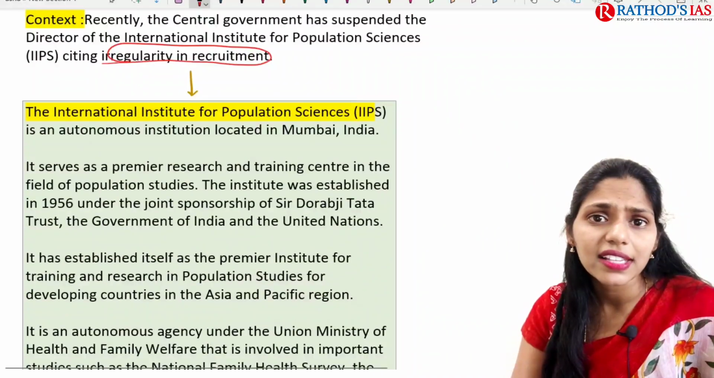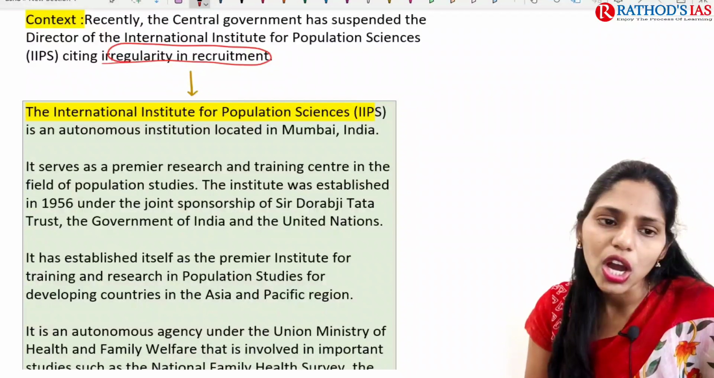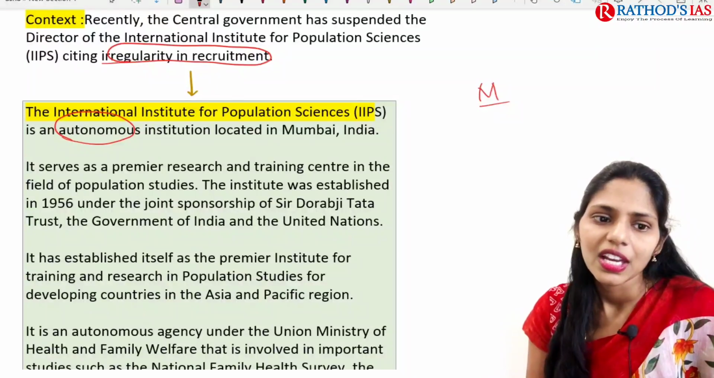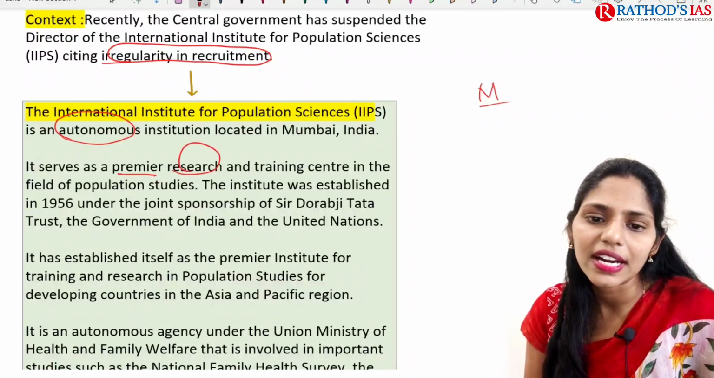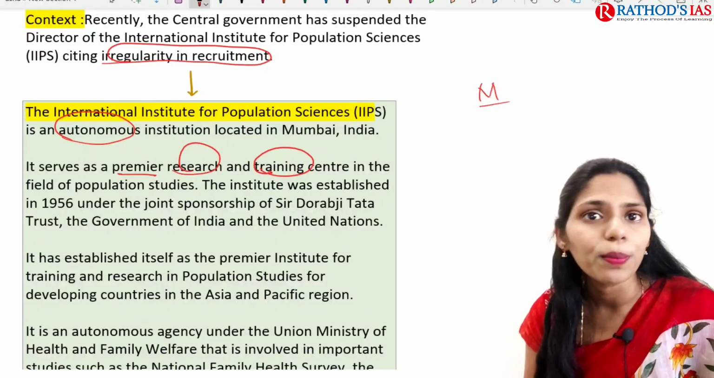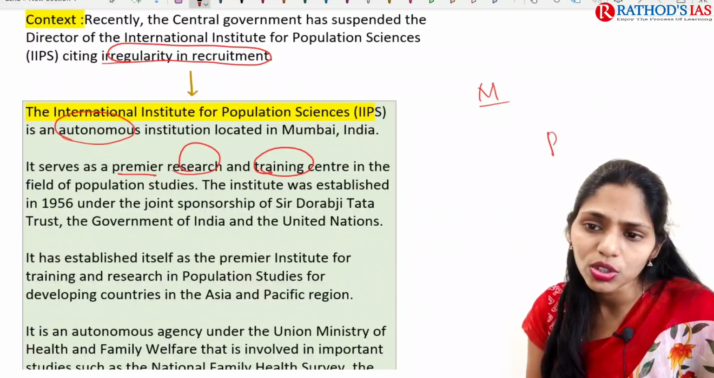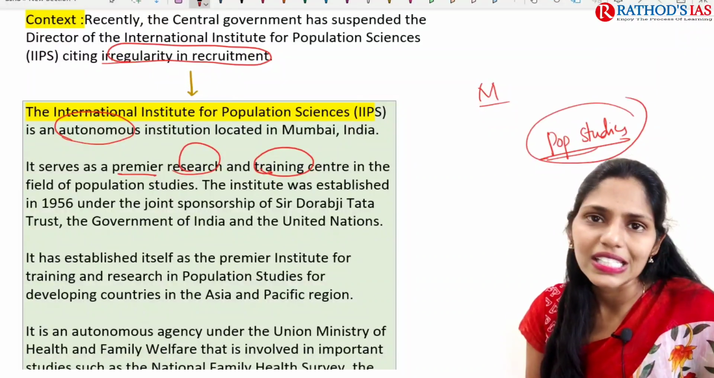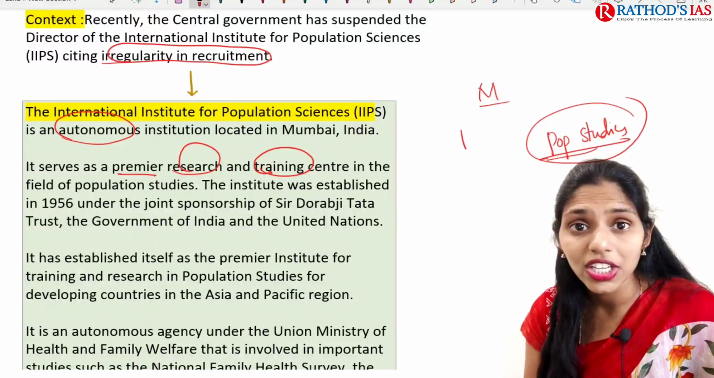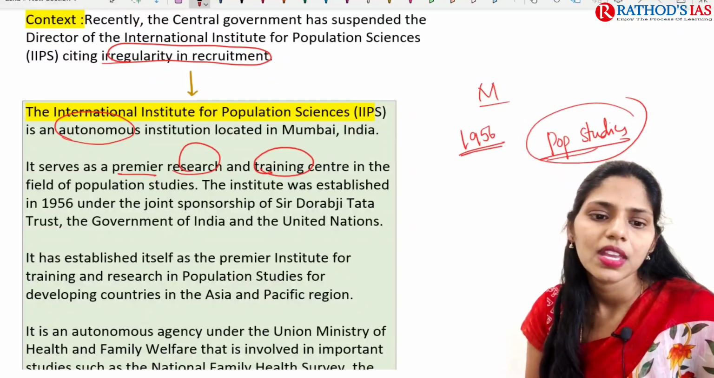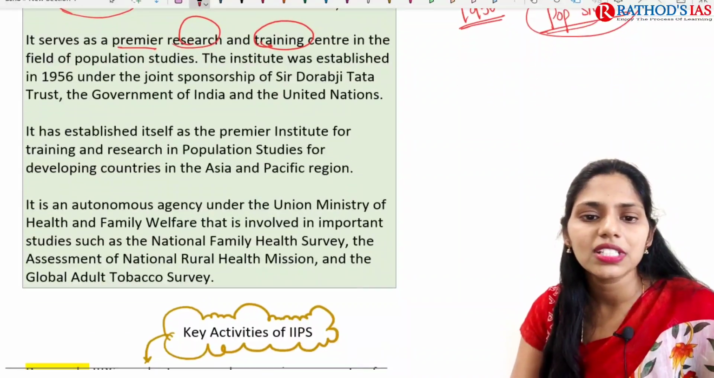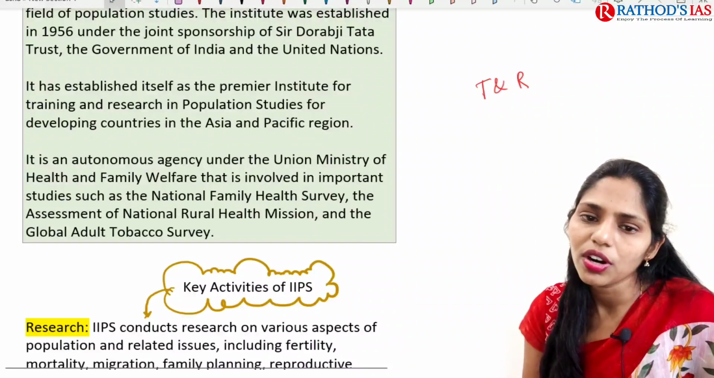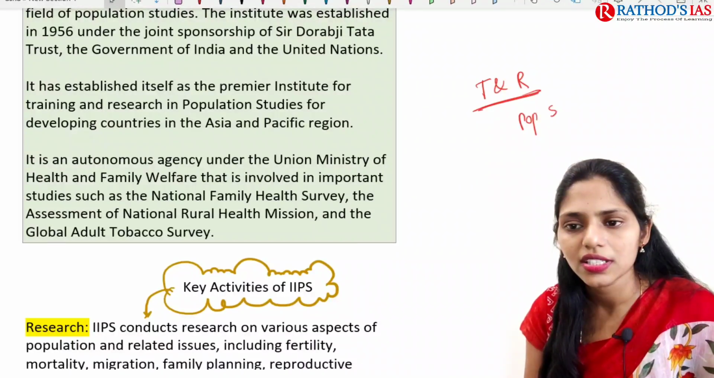So here you have to see some facts regarding this IIPS. It is an autonomous institution. Where is it located? It is located in Mumbai in India. It serves as a premier research and training center in the field of population studies. So what is the important objective? So it will be doing population studies. This organization was established in 1956. So actually it has established itself as a premier institute for training. It will be focusing on training and research in population studies.